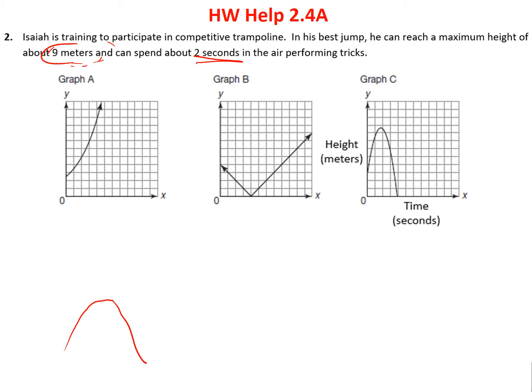So as you look at these, graph A shows him going up, but not staying at all and not coming down. Graph B actually has him starting and going down and coming up in a straight fashion. And so what we have that fits better is here, up and then down. And so the answer there would be C.